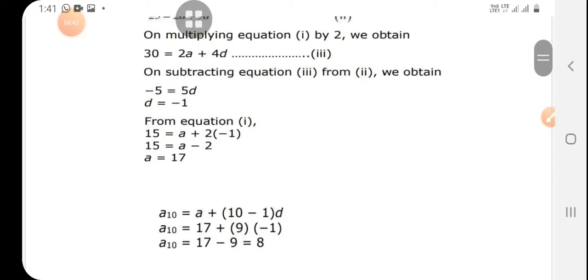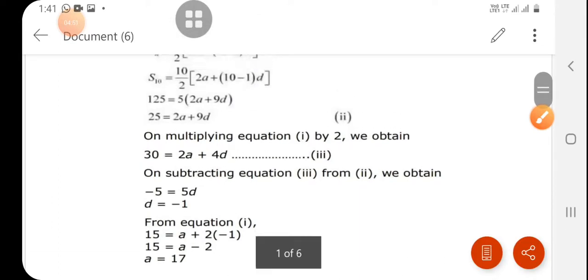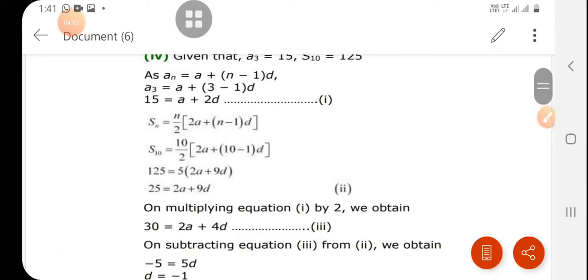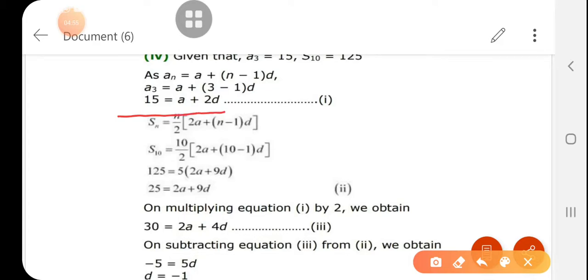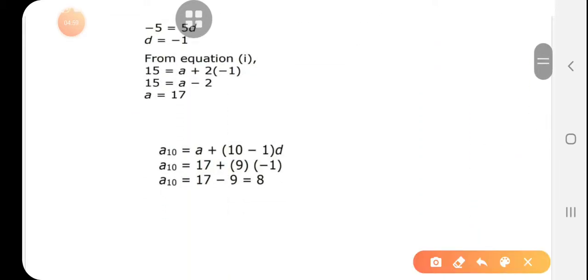For this we need the first term, that means the value of a, so we put this value in equation 1. Look at here, the equation 1 is 15 is equal to a plus 2d. We will write it here: 15 is equal to a plus 2d, with d as minus 1. So 15 equals a plus 2 into minus 1, that is minus 2. Now transpose 2 from the right side to the left side, then it will be plus.